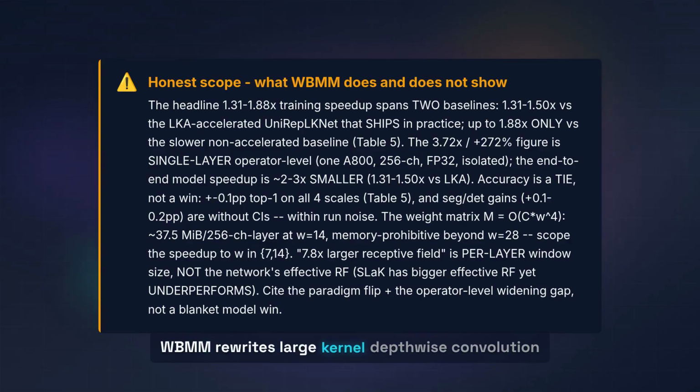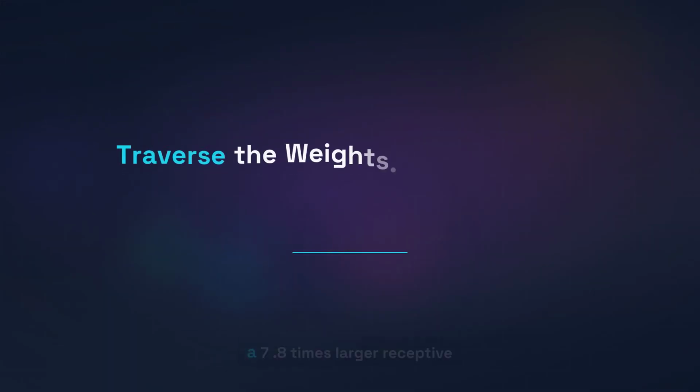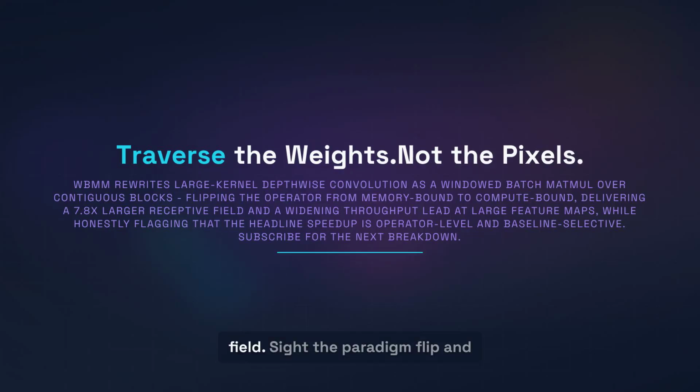Wbmm rewrites large kernel depthwise convolution as a windowed batch matmul over contiguous blocks, flipping the operator from memory bound to compute bound, delivering a 7.8 times larger receptive field. Cite the paradigm flip and the operator level widening gap, not a blanket model win. Traverse the weights, not the pixels. And a widening throughput lead at large feature maps, while honestly flagging that the headline speedup is operator level and baseline selective.